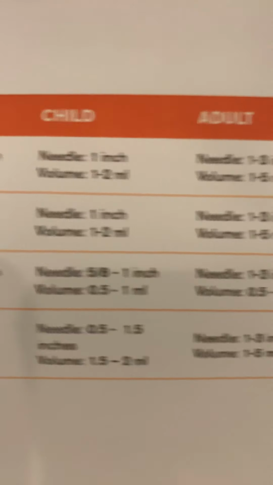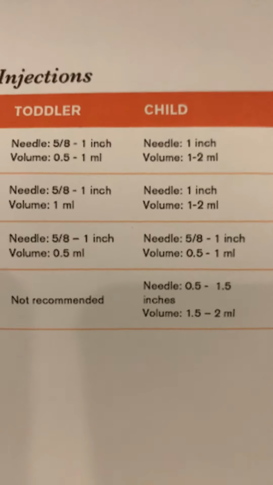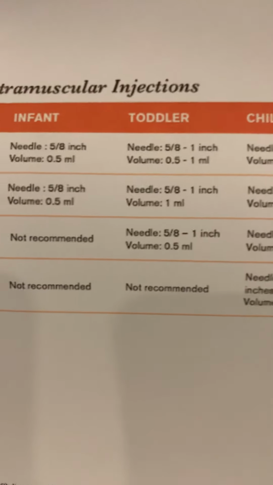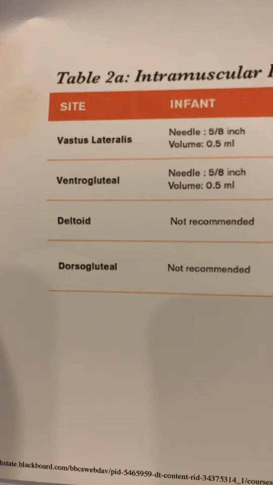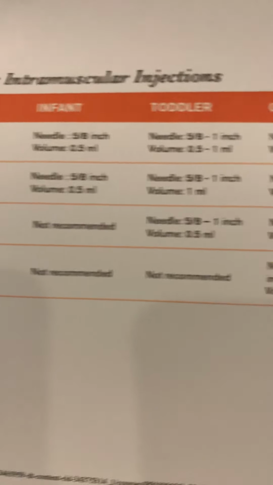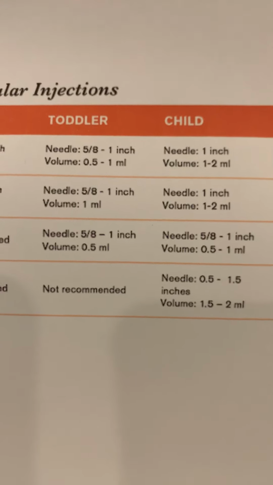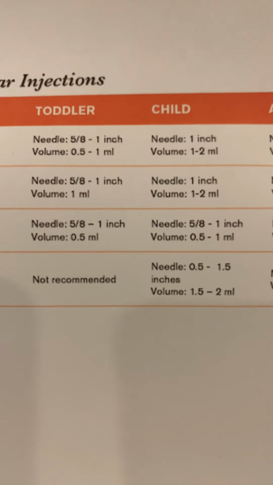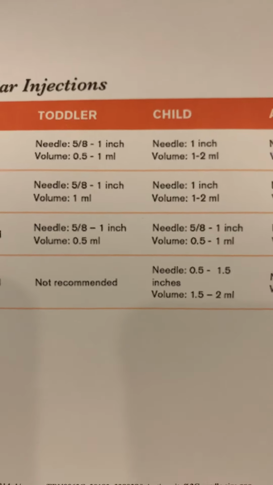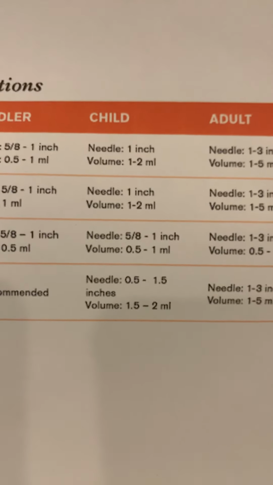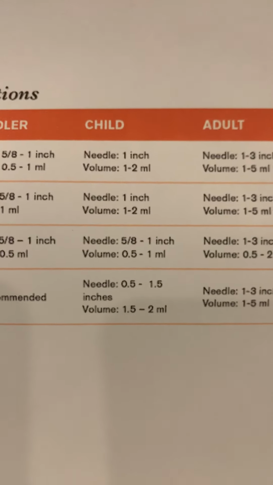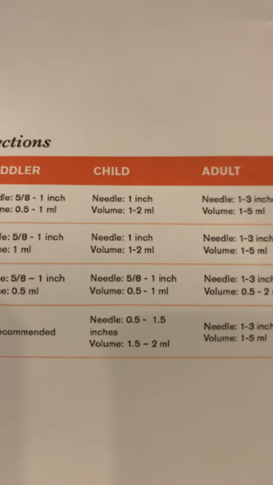So up to a certain age, once they get to toddler's age, you'll see for infant, deltoid here is not recommended. Toddler, you can go ahead and do deltoid. They'll start switching some of their immunizations to the shoulders. Same with the child. Okay, so that is the length of the needle.